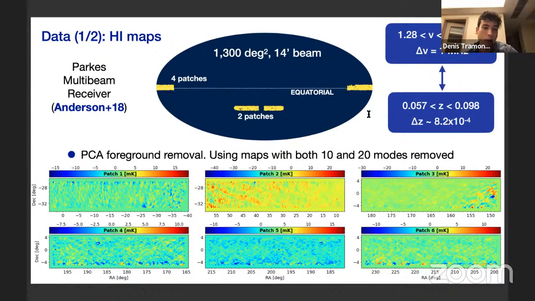Of course, whenever we use intensity maps, foregrounds are a major issue. So we will be using two versions of these maps, obtained by removing respectively 10 and 20 modes in a principal component analysis. This will allow us to assess the level of contamination from foregrounds in our results.